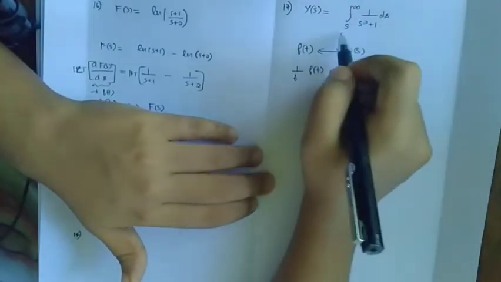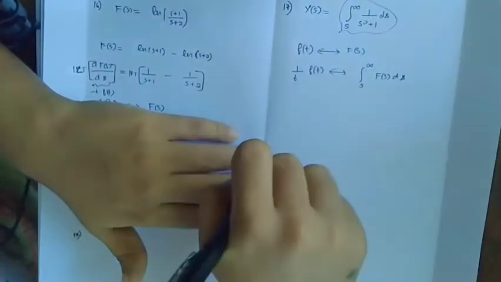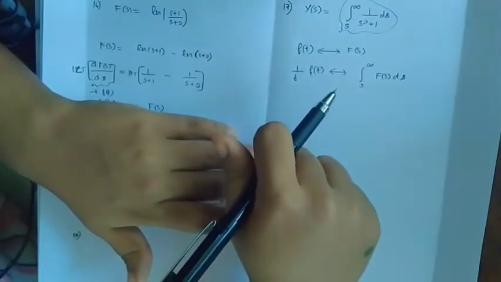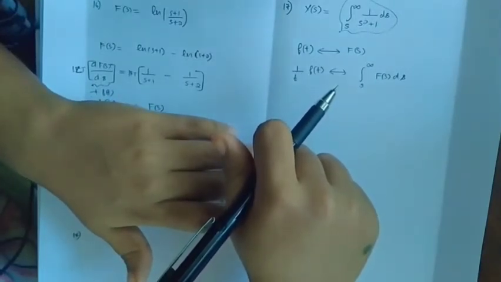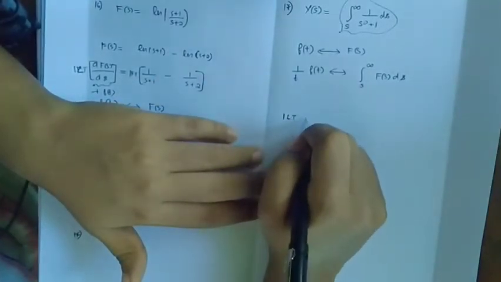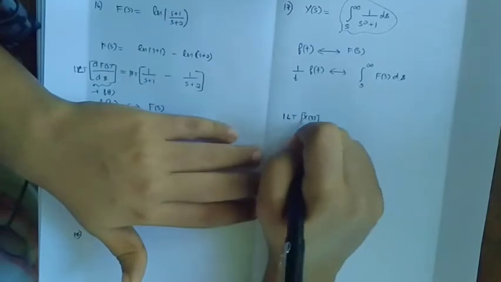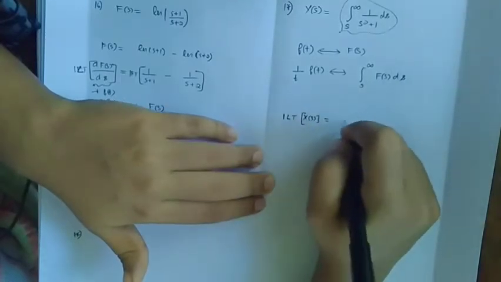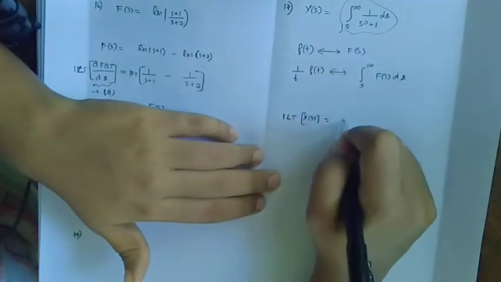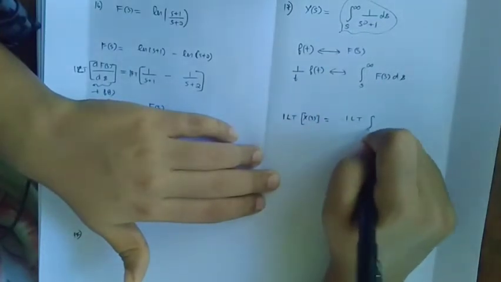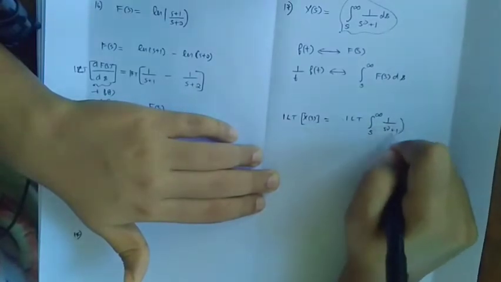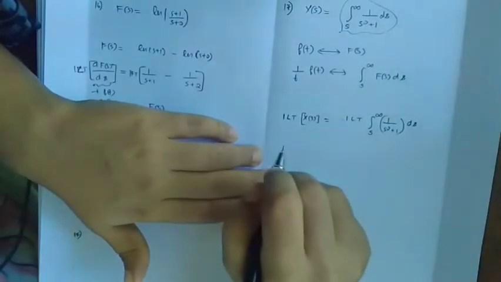It is already given in the question in the integral form, so we have to find the inverse Laplace transform, that is, our x(t) is to be found out here. Let us find out. That is the inverse Laplace transform of X(s), equal to the inverse Laplace transform of the integral from s to infinity of 1 divided by s squared plus 1, ds.